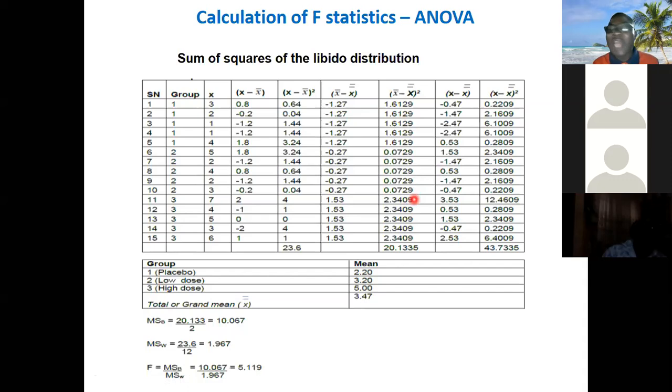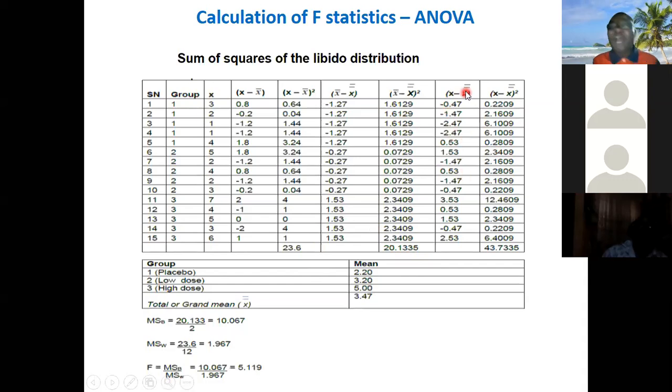And when you add it together, it's 20.1335. So we have explained variance within, then the second one, variance between. The last one is the total variance, which is supposed to be equal to the sum of variance between and variance within. So we look at it now. How do you get that?